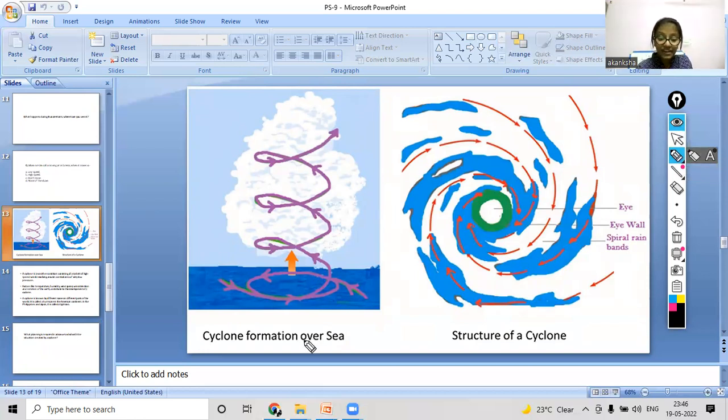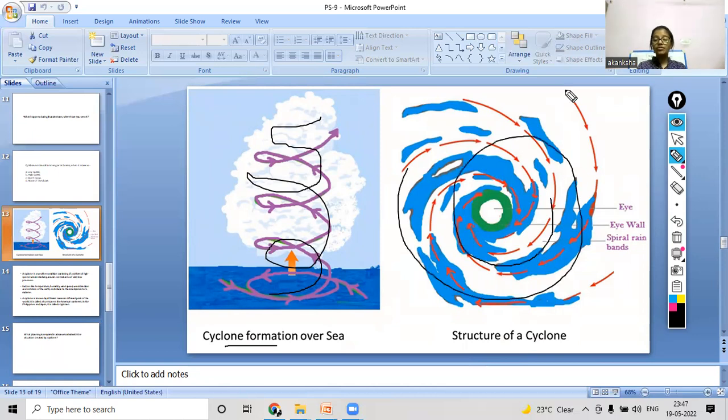Anything specific? Yes, these pictures are showing the cyclones. Like this is a cyclone over the sea, like this it is happening. Okay. And what else? Here, what you can see is the structure of a cyclone, right? How the wind moves in a cyclone in a circular pattern. This is the eye of the cyclone, and the eye wall, and the spiral ring. So these are the different structures. So from this diagram, what can you identify?